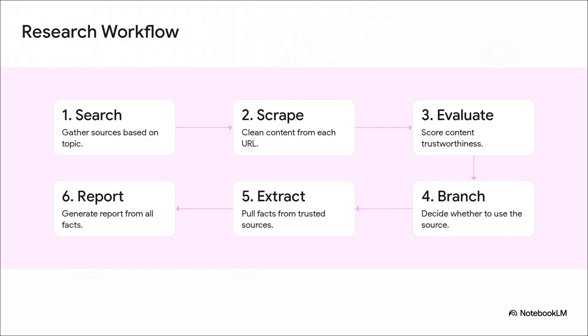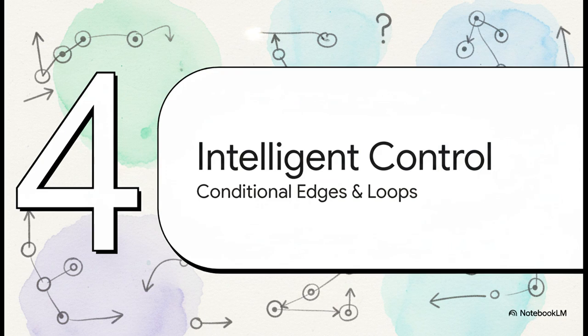And this workflow is a perfect illustration of how it all comes together. Each of these steps, searching for sources, scraping the content, evaluating it, branching based on that evaluation, extracting facts, and then finally writing the report, each one is a node in our graph. And as the process moves from one node to the next, that state object we just saw is constantly being updated. All right, so we've got the building blocks: nodes, edges, and state.